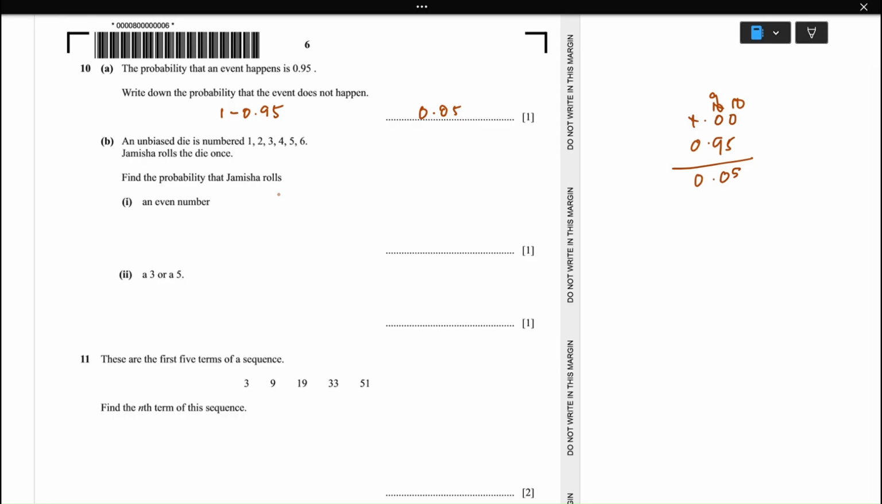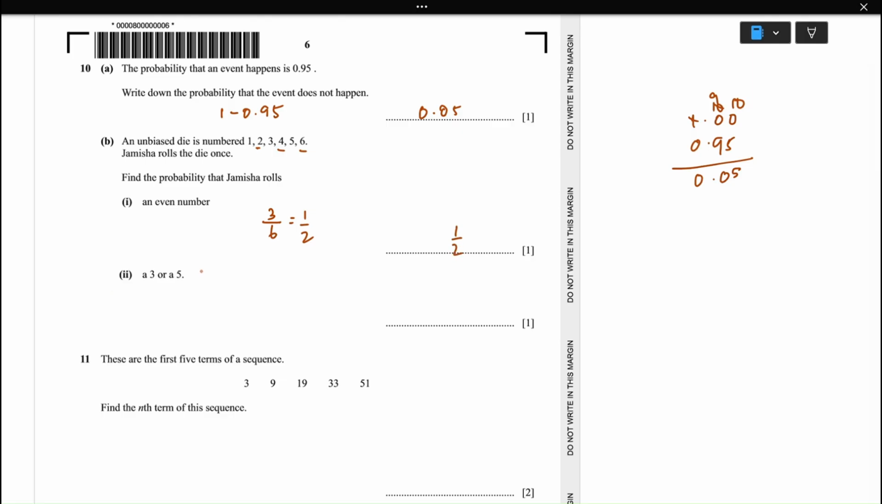So 0.05. Next question. An unbiased die is numbered 1, 2, 3, 4, 5, 6. Jamisha rolls the die once. Find the probability that Jamisha rolls an even number. Even number, the chances are 2, 4, 6. So 3 chances out of 6. So when we simplify, we'll get 1/2. So the answer is 1/2.